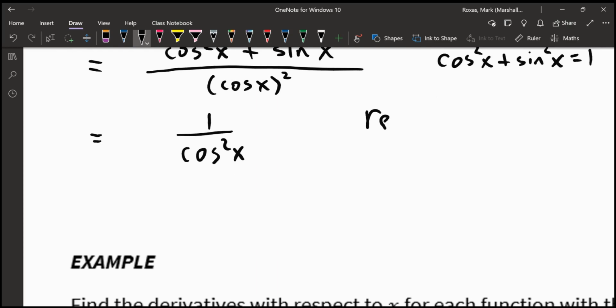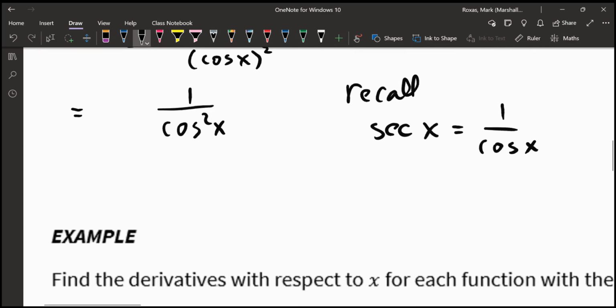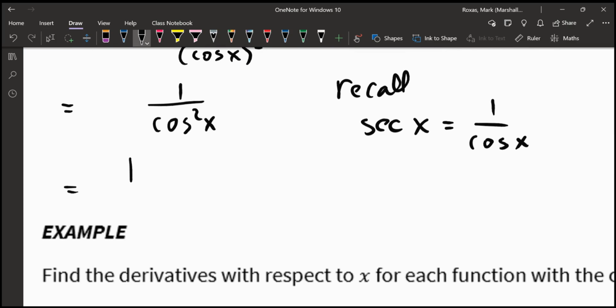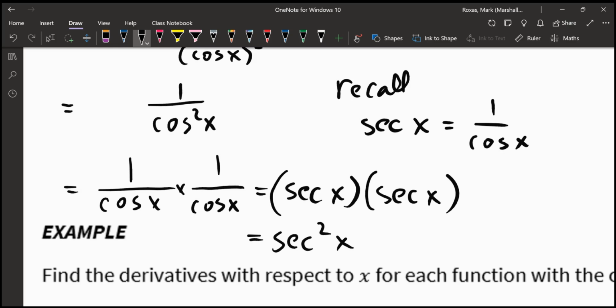If you recall, secant of x is the reciprocal of cosine, 1 over cosine. So when I look at 1 over cosine squared x, what I really have here is 1 over cosine of x times 1 over cosine of x. And what is that? That's just secant of x times secant of x. Otherwise, we could just say it's secant squared. And that's your derivative of tangent of x.